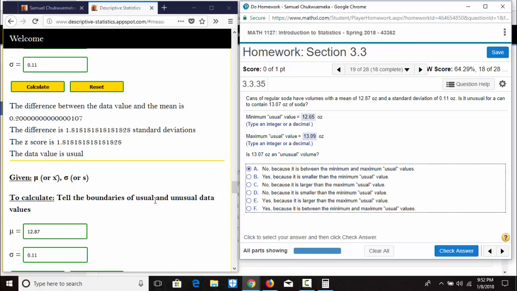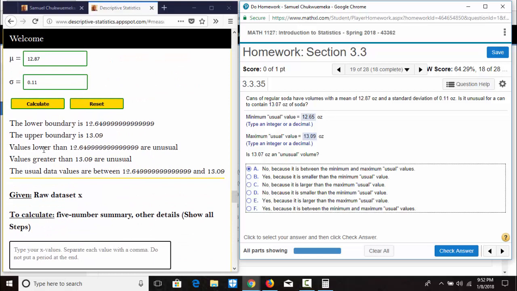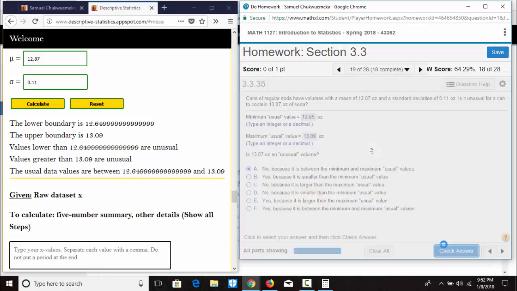Okay. Remember, if it's unusual, that means it is lower than the minimum or greater than the maximum. Okay, so just take that in mind. But if it's between the minimum and maximum usual values, then it is not unusual. Okay.